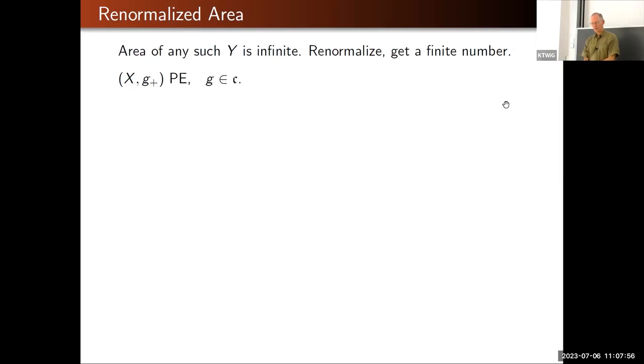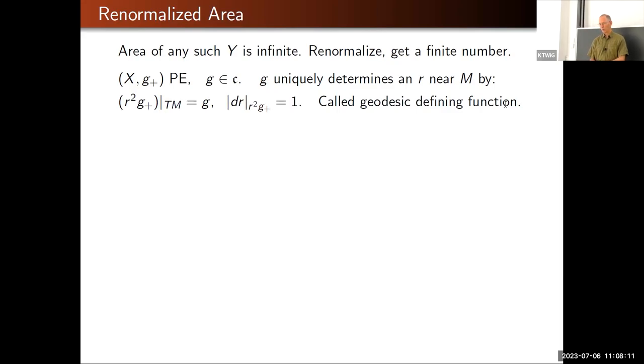So suppose we have a Poincaré-Einstein metric, and suppose we fix a representative of the conformal infinity. So that's a choice that we make. Then that uniquely determines a defining function in a neighborhood of the boundary as follows. You first require that when you compactify with that defining function, you get the metric that you chose. And then you impose a differential equation, an eikonal equation, that says that the length of the gradient of this defining function with respect to the compactified metric is one, stays constant. And this equation has a unique solution for r.